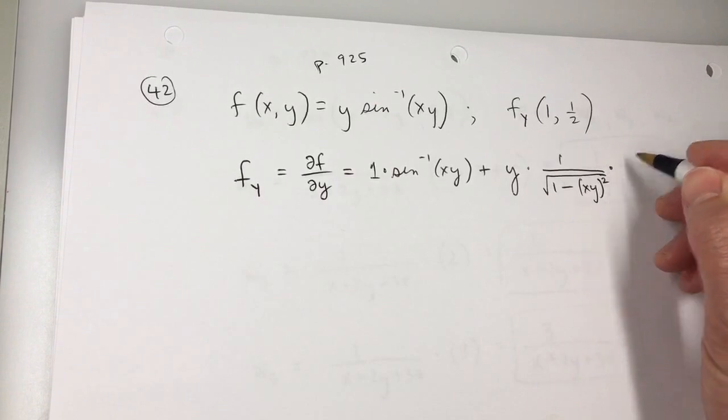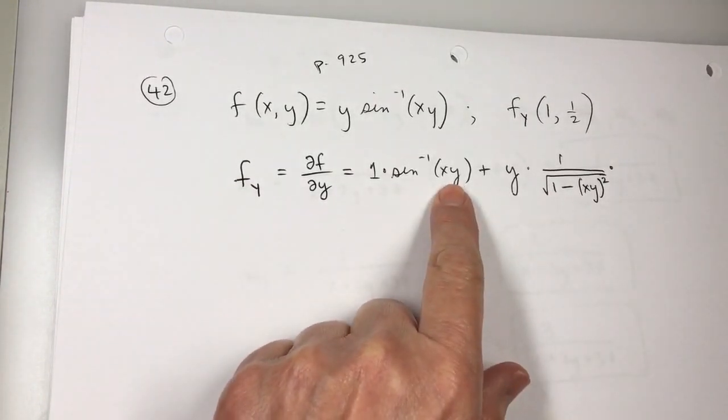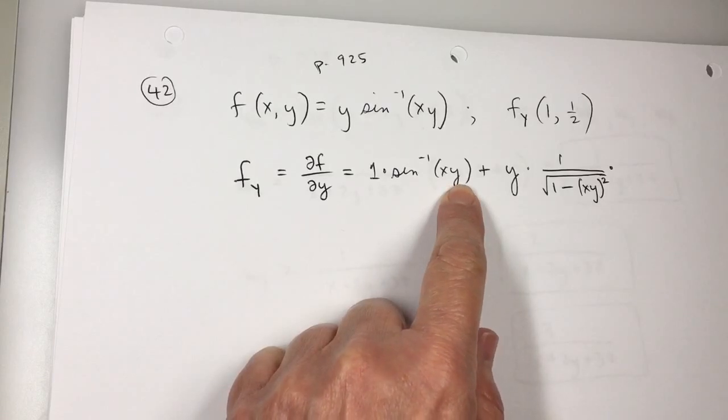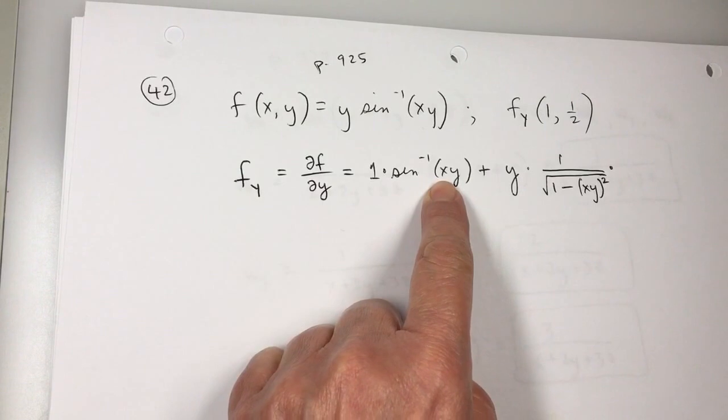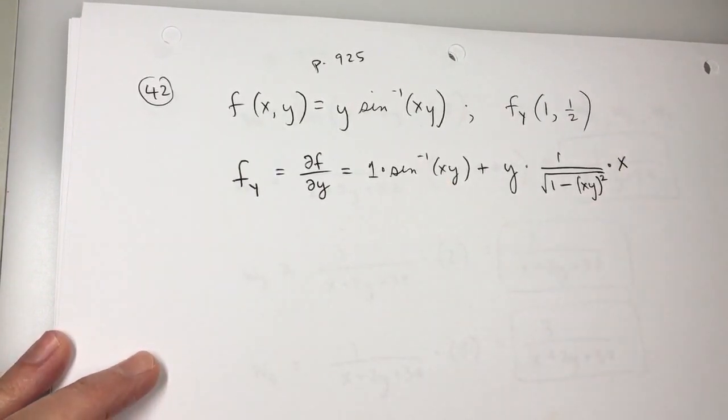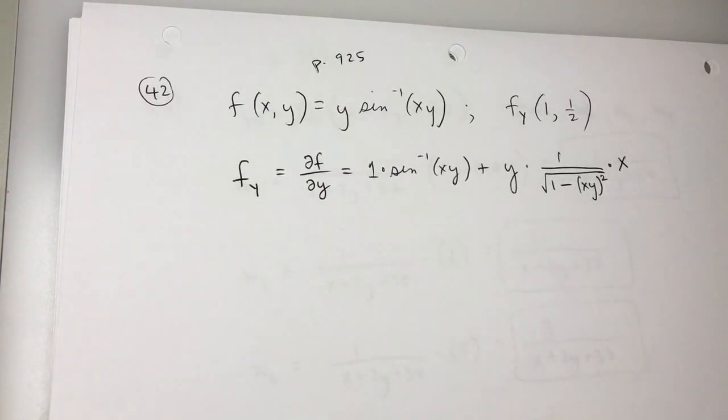So in that case, I'm looking at this and I'm thinking, okay, with partial with respect to y, the derivative of y is 1 and x is a constant. So you're going to have x times 1 right there. So I'll end up with x. That's the partial derivative with respect to y.